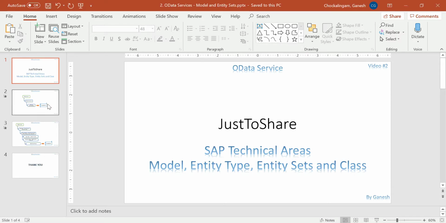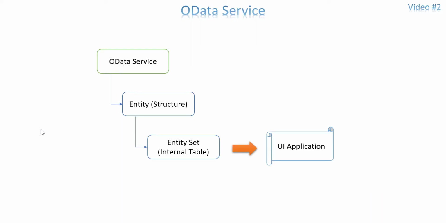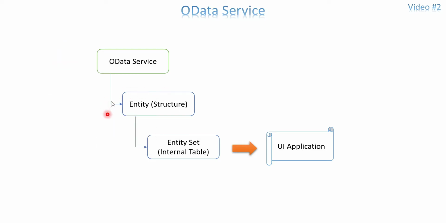So here, this is the basic design. I have an OData service, then I'm going to create a structure. The structure has a number of fields. It may be a reference structure, or you can create it manually. And after that, on top of the entity type, we are going to create an entity set.